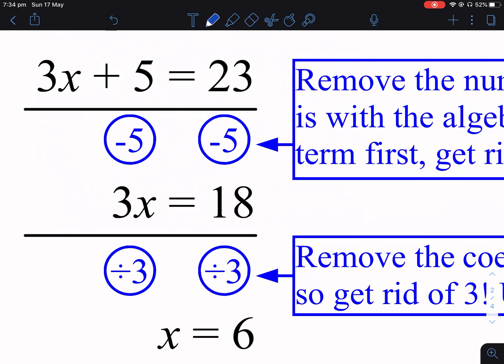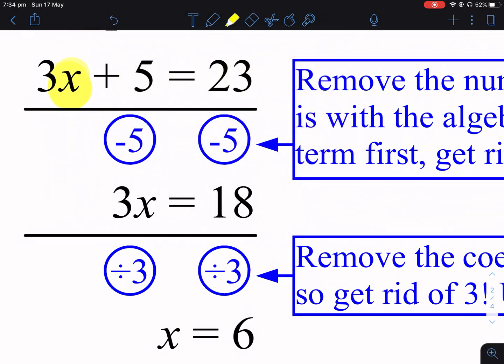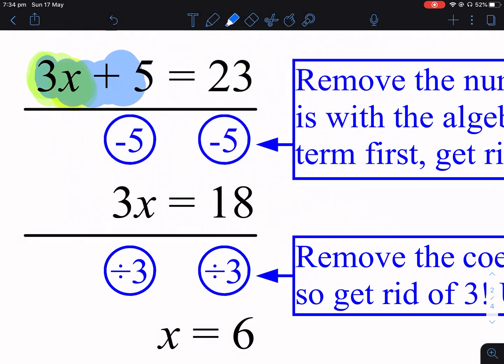So we've got 3x plus 5 equals 23. The x is what I'm trying to find. It's been multiplied by the 3 first, and then it's had plus 5 done to it afterwards. So the plus 5 is the last thing that happens, so I have to get rid of that first. We get rid of a plus by minusing.